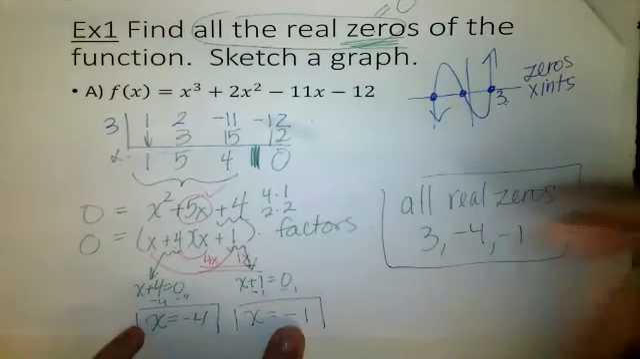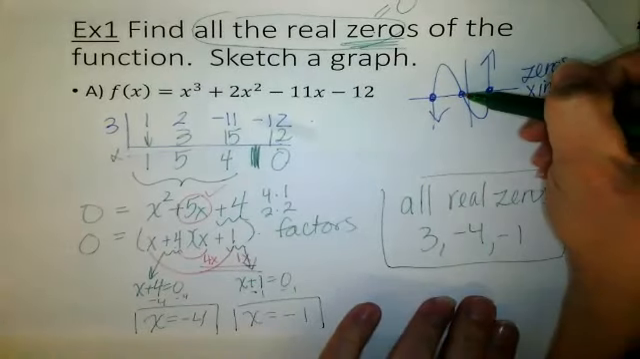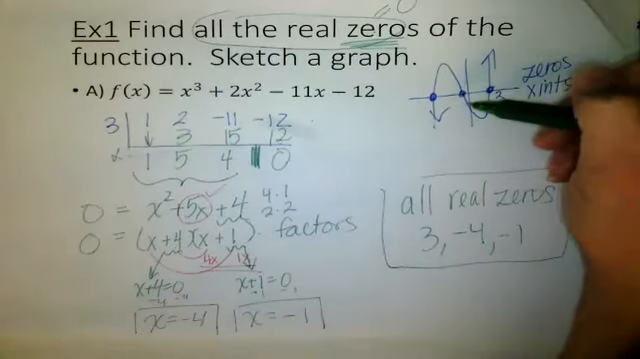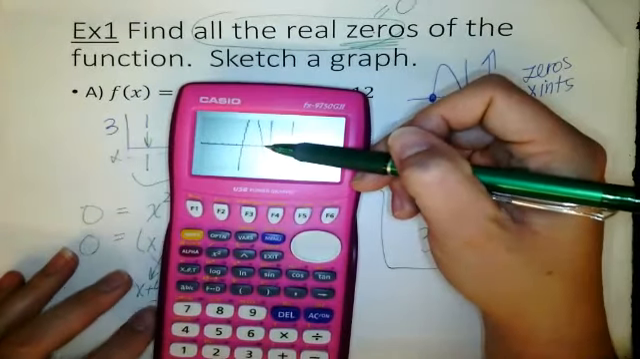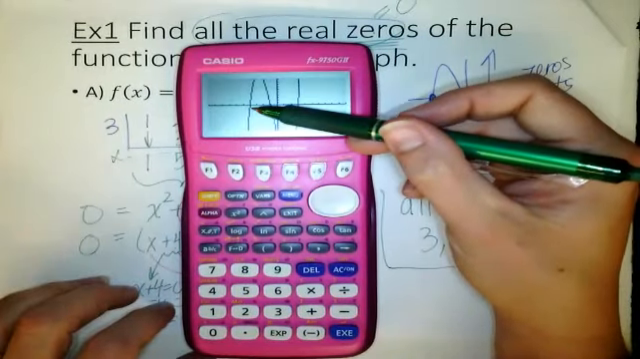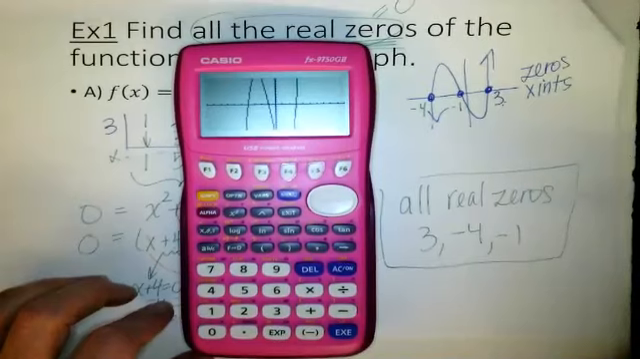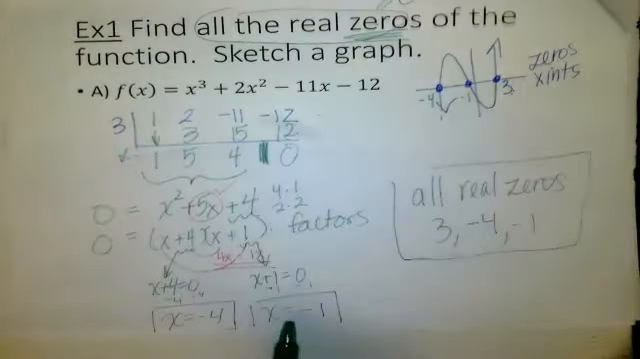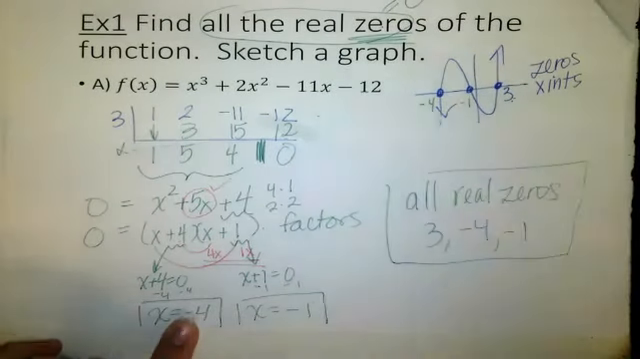All the real zeros. Now the connection to the graph. What was this point on our graph? What's that point there? Negative 1. What's that point? Negative 4. Should they match? Yes. Okay. So when we solve for x, we should see those points reflected back in the graph.